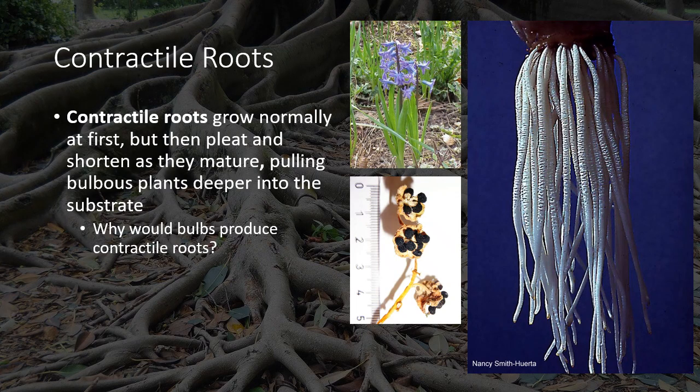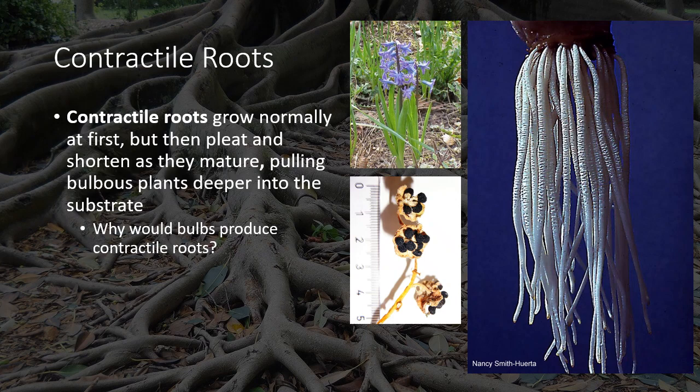Contractile roots are really common in bulbs. If you look at this large image on the right, these are the roots of a common hyacinth, and I've got a picture of the flower and leaves of that plant and also of its seeds on the slide as well.